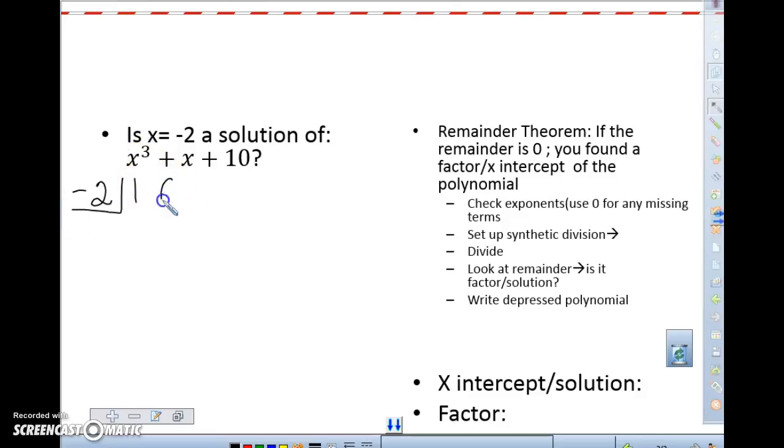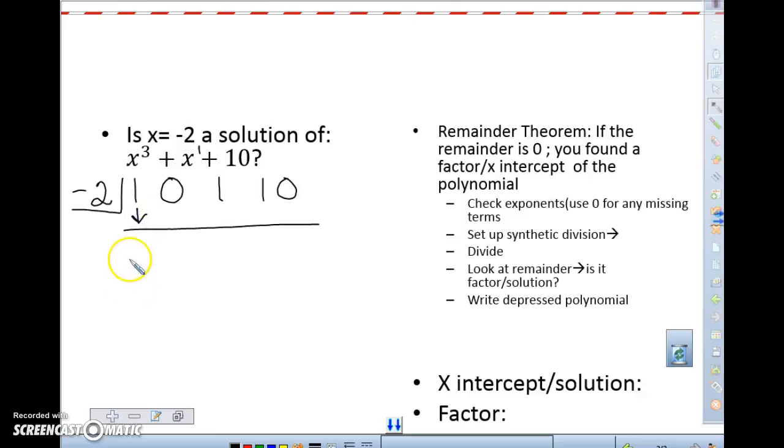Why do we have to put a 0 in here? Very good. There is no x squared, so we have to put this 0 as a placeholder because those exponents have to go down by 1. See, we skip. It goes 3, 1. Well, we need a little squared in here. All right, we're ready to synthetically divide.